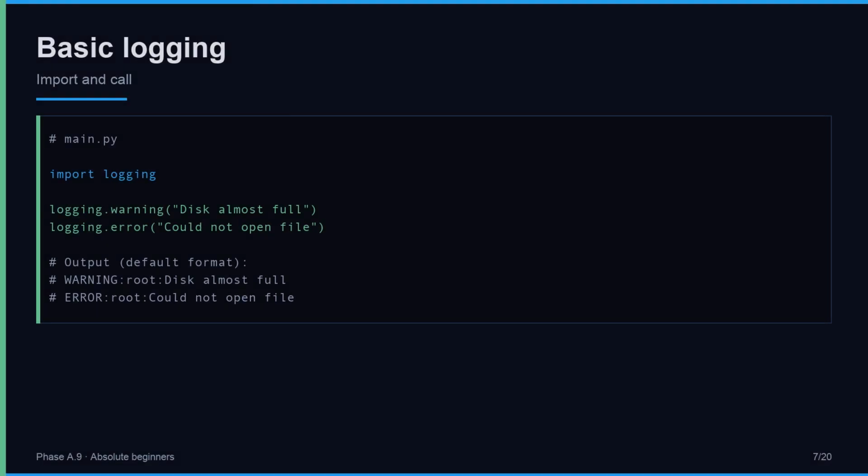Here is the simplest logging call. Import logging at the top, then call logging.warning with a string. Call logging.error with another string. By default, Python shows only warnings and above on the console. The format is the level name, the word root, then your message. Root is the default logger. We will replace it with a named logger later in the lesson. For now, notice that info and debug calls would not appear, because the default level is warning.